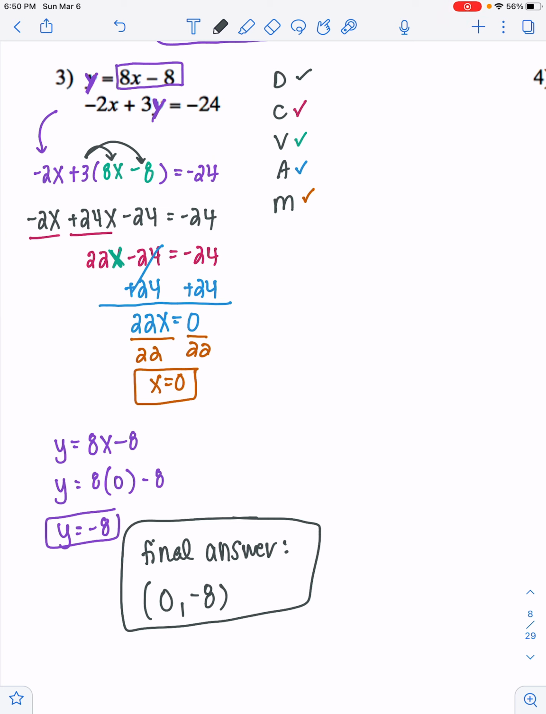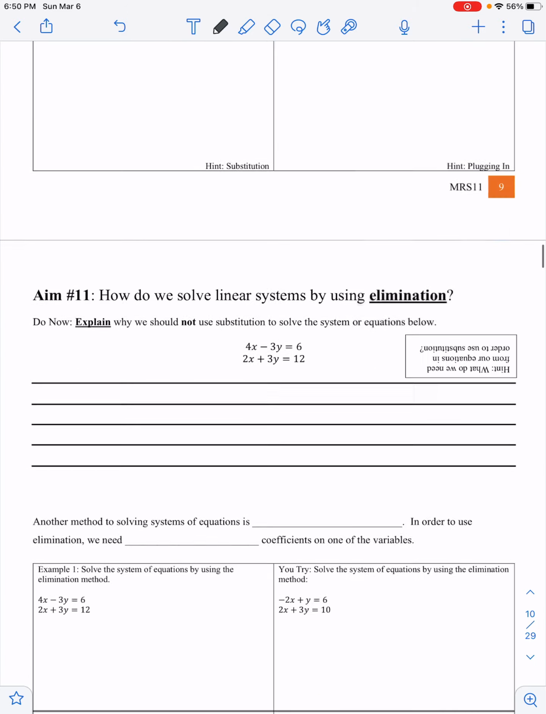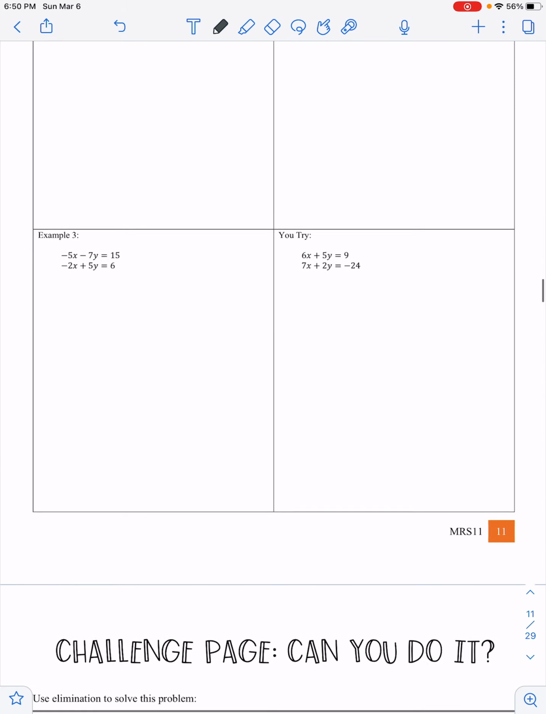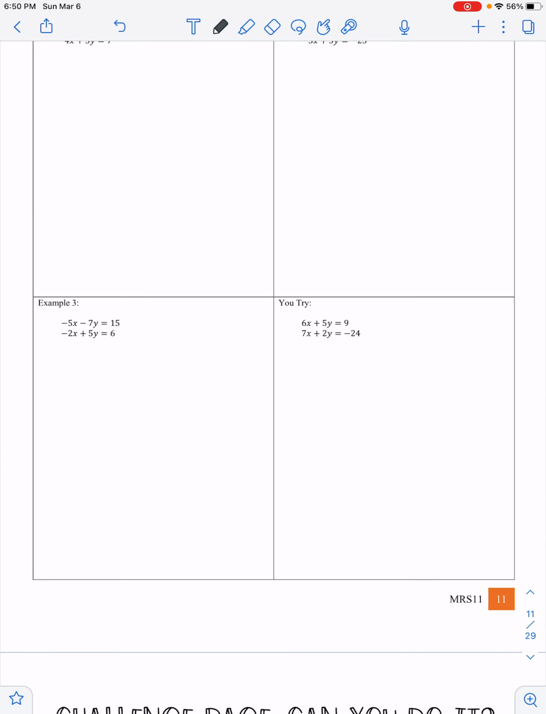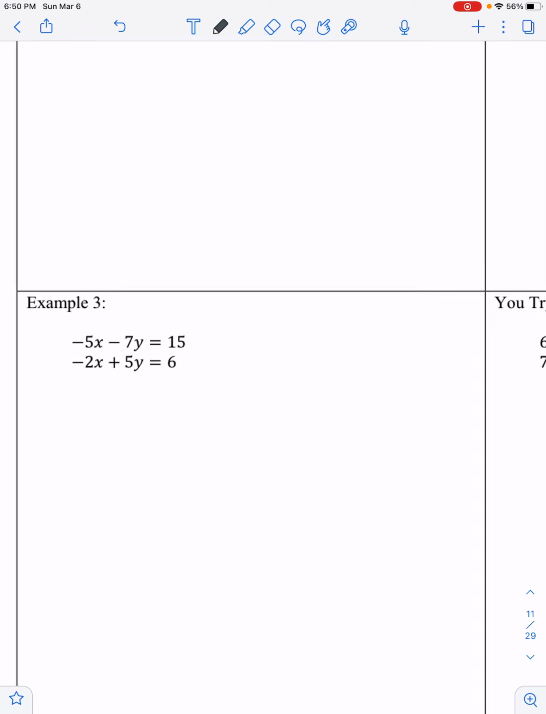All right, this was substitution. We learned one more method last week on how to solve systems of equations, and that was elimination. So go ahead and join me on this next page, on page 11. I'm going to do example 3 together.